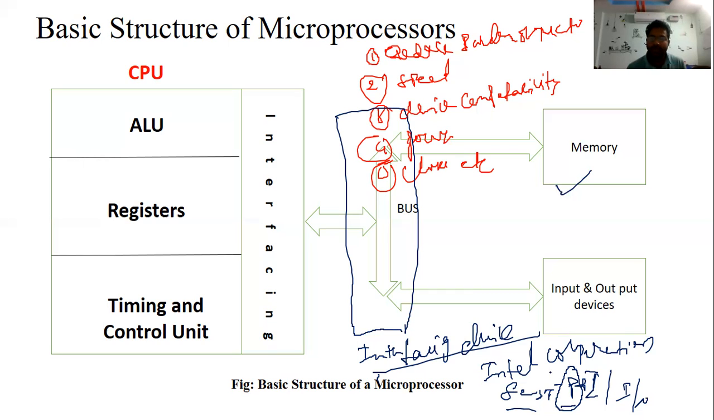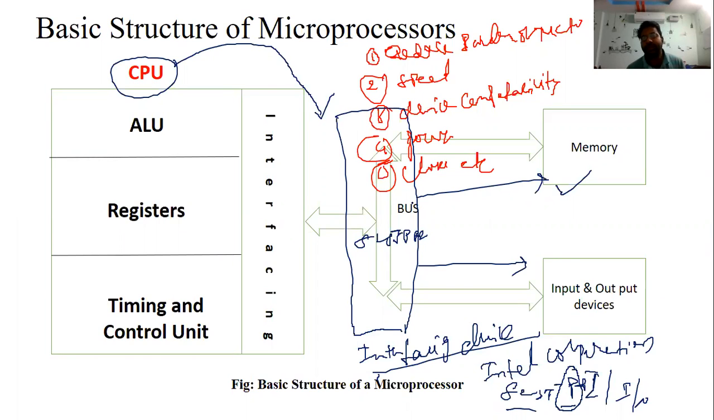Now the meaning of programming. We do not write the programming directly to this 8255 PPI. We just write the programming to the CPU. Then the CPU gives some commands to this 8255 PPI. According to the commands given by the CPU, it will give some commands to the input output device and it will work.